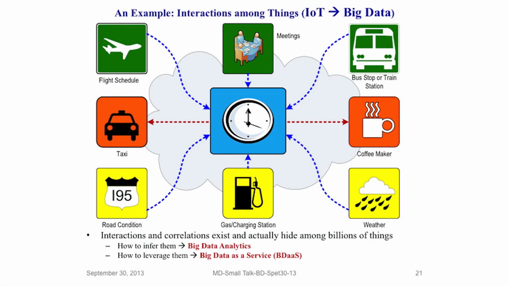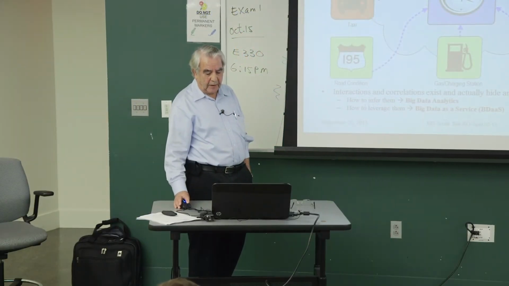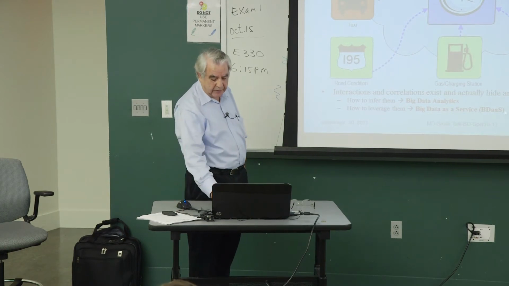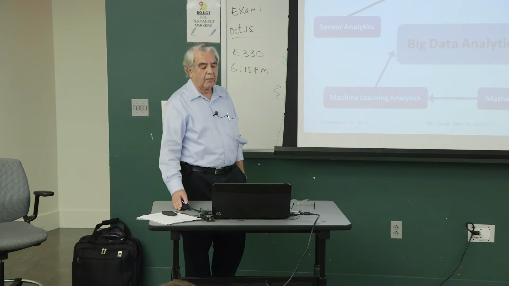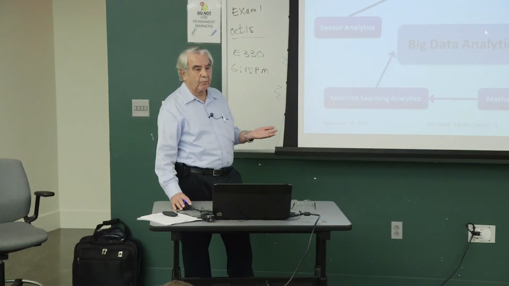This is another case which I like, because if the weather is bad, the sensors will communicate with your clock at your bed, and the clock would turn on the coffee maker a little bit sooner, and also would communicate with the taxi to come 1 hour sooner. Things like that, okay? All of these are going to be big data analytics and big data as a service. And one more last slide on the Internet of Things: sensors, stream analytics, real-time analytics, mathematical statistical analytics, machine learning, big data analytics, okay? I'm done with the first third of the talk.